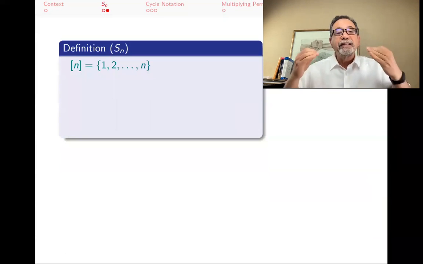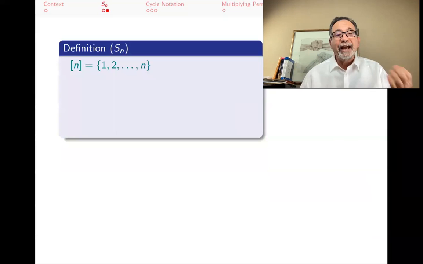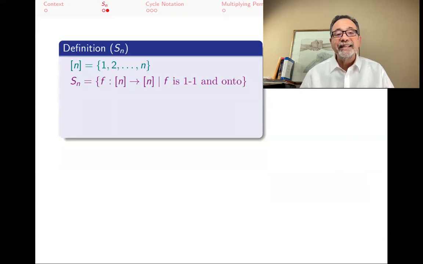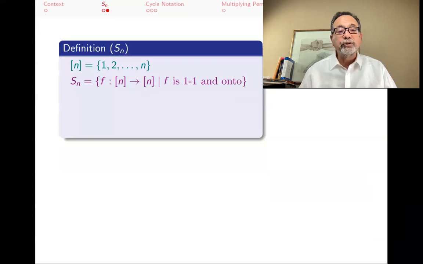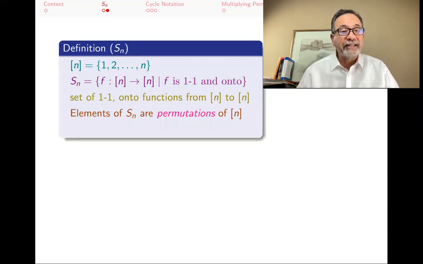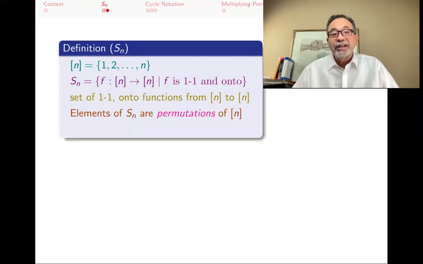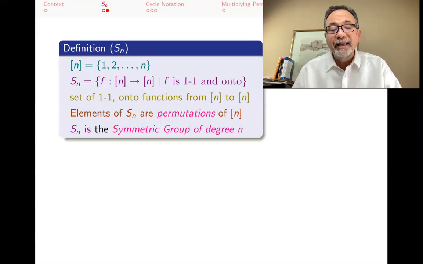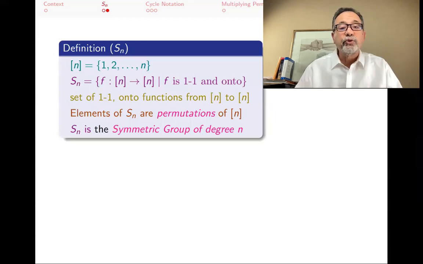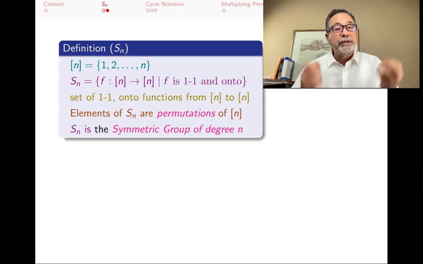Let me just define Sn one more time. So bracket n is 1 through n. This is a set with n elements. And Sn is the set of functions from bracket n to bracket n that are bijections. That means they're one-to-one and onto. If you don't know what one-to-one and onto is, watch my video on one-to-one onto functions. Elements of Sn are called permutations, permutations of bracket n. This is called the symmetric group of degree n. So the n is not the size of the group, it is the size of the set that's being permuted.